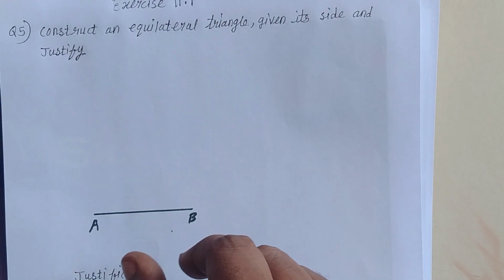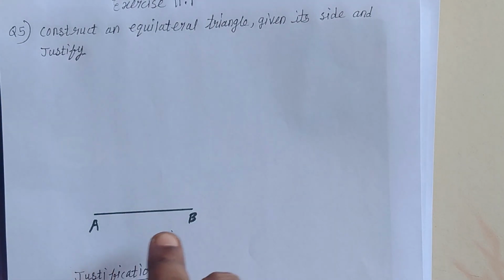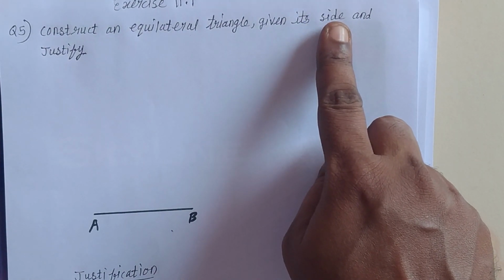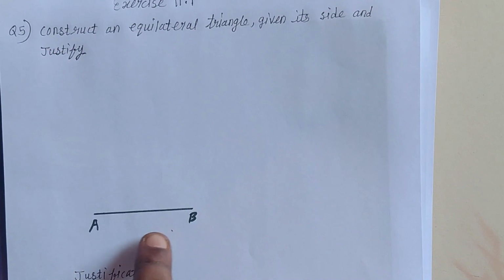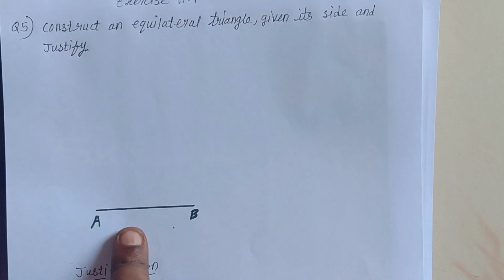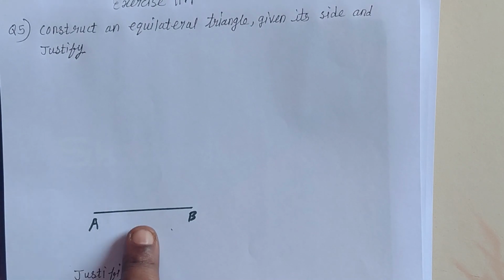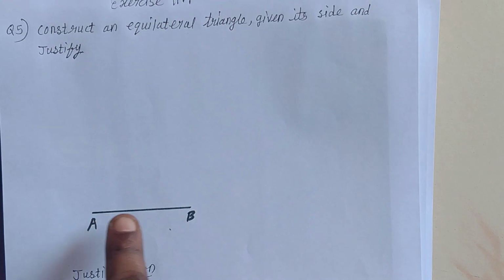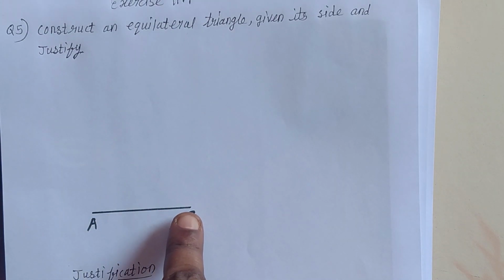You can take the line segment of any measure here, because in the question it is only written "given side". So the side can be of 4 centimeter, 5 centimeter, 6 centimeter. It depends on you. I have taken 5 centimeter here. So we know that in an equilateral triangle each of the angles is 60 degrees. So from A I will draw a 60-degree angle, and from B I will draw a 60-degree angle.